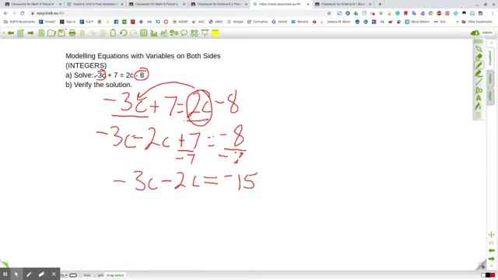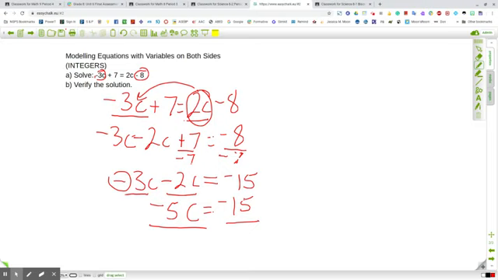Now I have this equation over here where I can work with the like terms. So the c stays the same. Bring down the negative 15. So this is negative 3 subtract 2, again with our integers. It's 3 plus 2, which is 5. But then I have the sign of the larger integer, which is the 3, so this now becomes negative 5c.